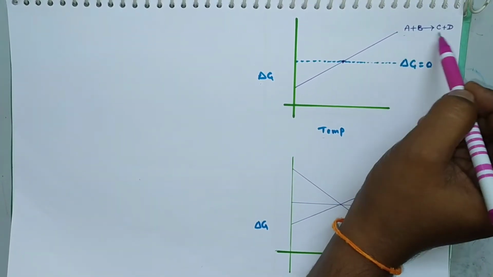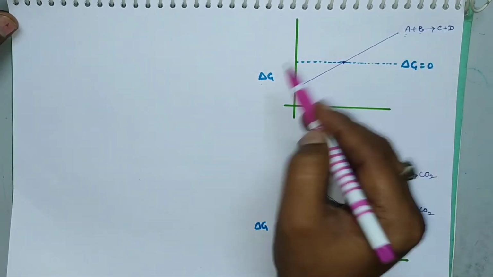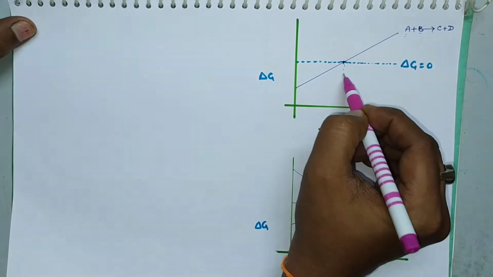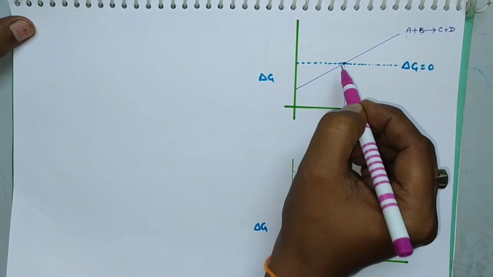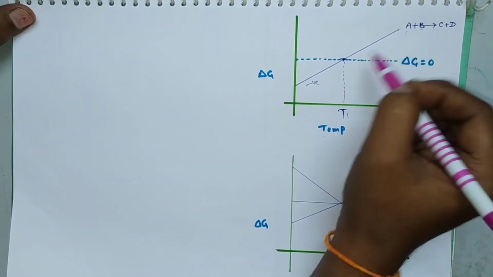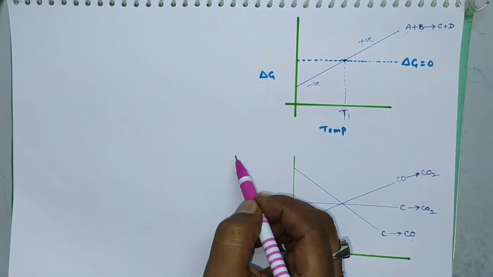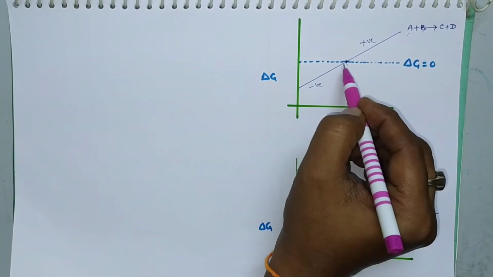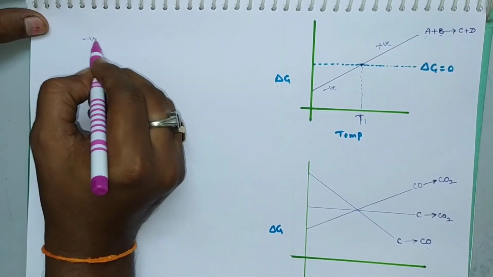Let us consider an equation A plus B gives rise to C plus D. For this reaction, suppose below this temperature, let it be T1, this region represents negative delta G value. Above this temperature, this region represents positive delta G value. Let us consider the negative portion. Under this negative portion, what happens?